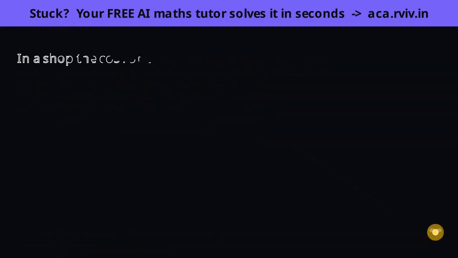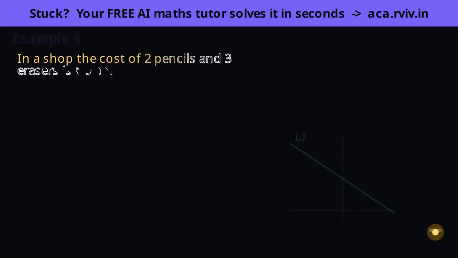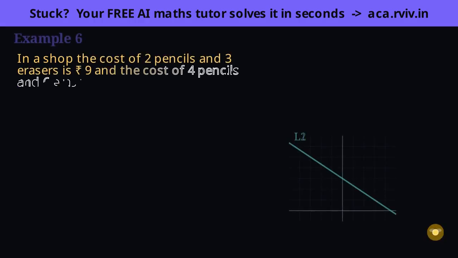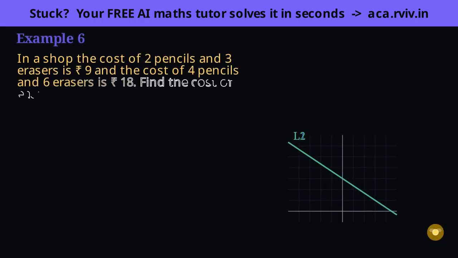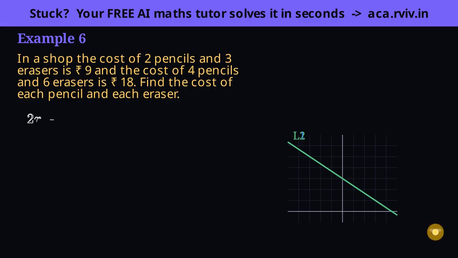This looks like an ordinary shop problem, but something sneaky is hiding in it. Let's run substitution honestly and watch the algebra reveal it. Write both facts as equations. 2 pencils and 3 erasers cost 9, 4 pencils and 6 erasers cost 18. Let X be the pencil price and Y the eraser price. We'll try substitution and pay close attention to what the algebra tells us.